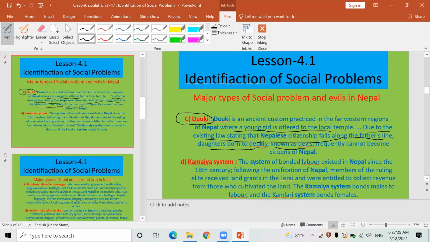In such a holy place, a temple is a holy place, isn't it? Even in a holy place, such illegal sexual activities can take place because of Deuki. On the other hand, even a woman's right is violated. Who is Deuki? One who has been offered to a local temple by her parents.